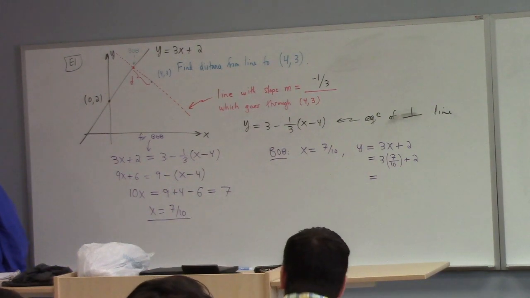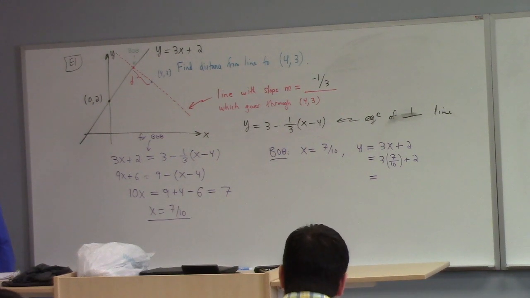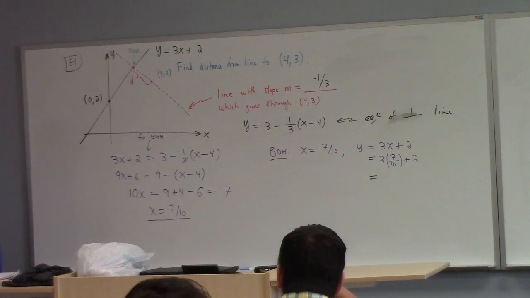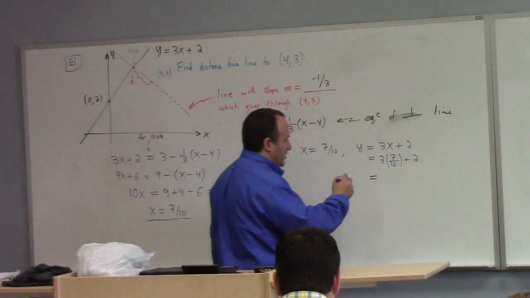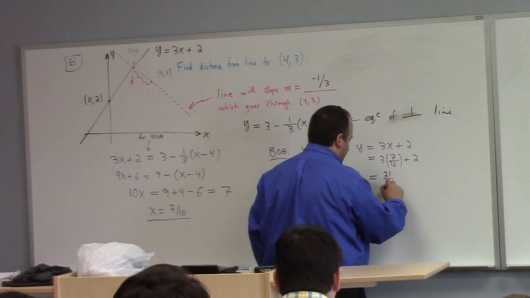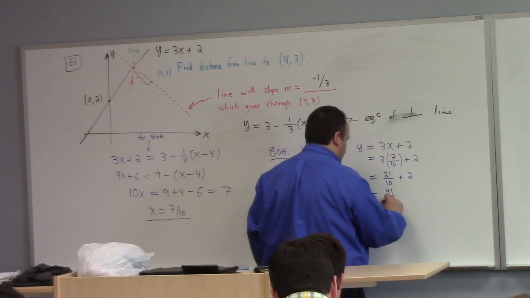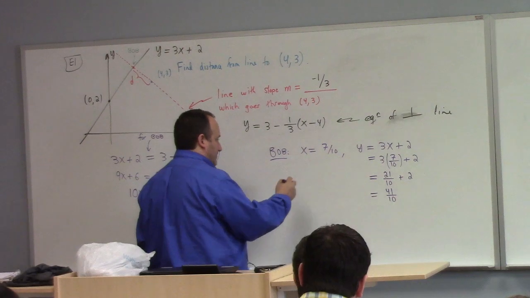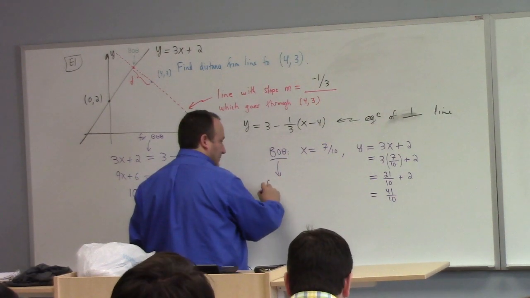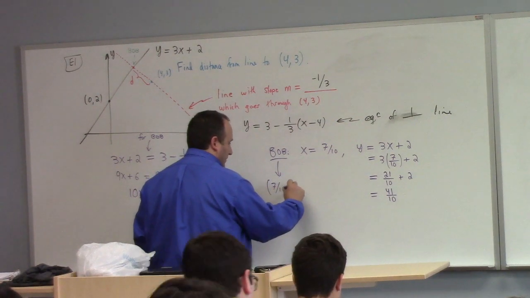Why don't I use the other equation? Because the other equation's got a fraction in it, and it gives me no joy to use it. 3x plus 2 is the nicer formula. Use that one, right? Now then, what do you get? 21 over 10 plus 2, also known as 41 over 10, I suppose. So Bob's actually the point 7 over 10, comma 41 over 10.